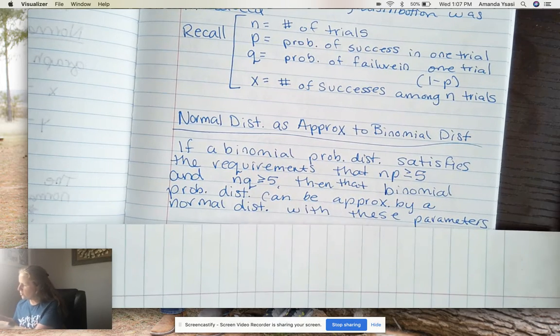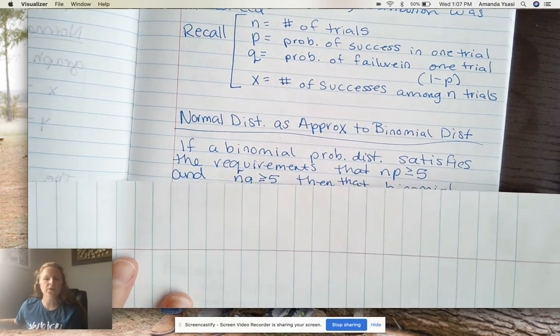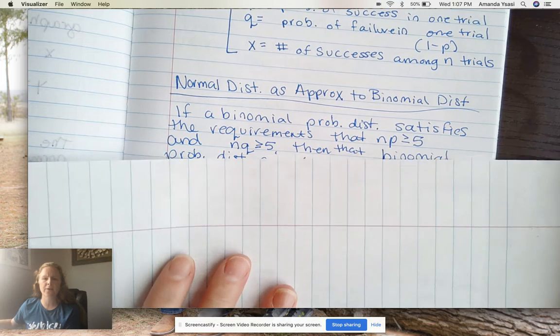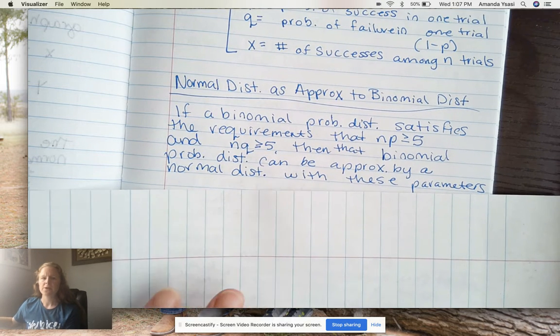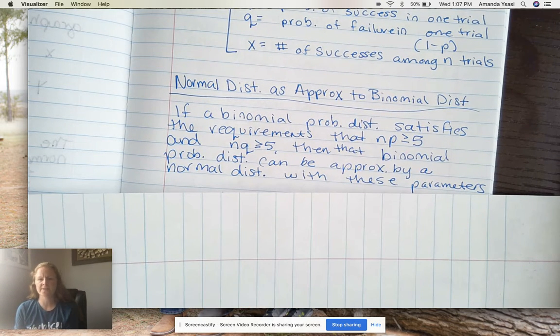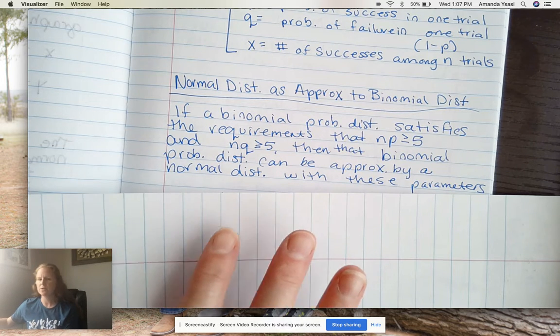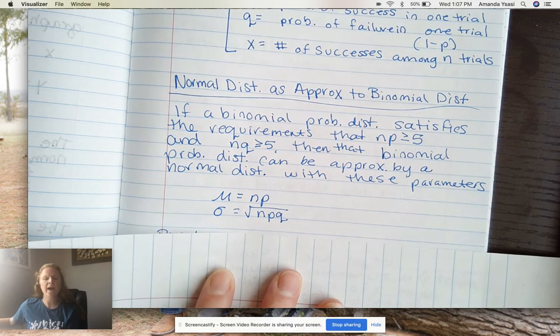There are a couple of things that you have to check whenever you change a binomial distribution to normal. If a binomial probability distribution satisfies the requirements that N times P is greater than or equal to 5, and N times Q is greater than or equal to 5, then that binomial probability distribution can be approximated by the normal distribution with these parameters, where the mean is N times P, and the standard deviation is the square root of N times P times Q.